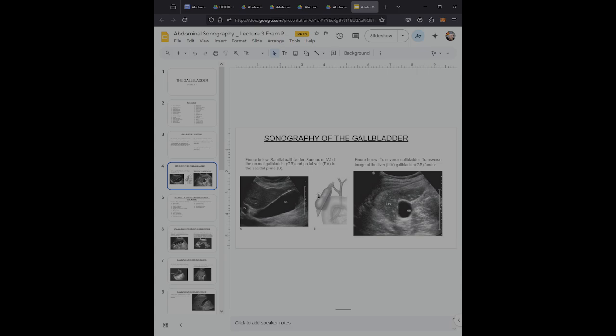So we can see the gallbladder here. This is sagittal, this is transverse. Here we have the gallbladder, and next to it is the portal vein. And in this transverse, we have the liver and the gallbladder. Here's how it is. There's a cystic duct. We have the right and left hepatic ducts meeting the common hepatic duct. This becomes the common bile duct, and this would be the pancreatic duct coming here.